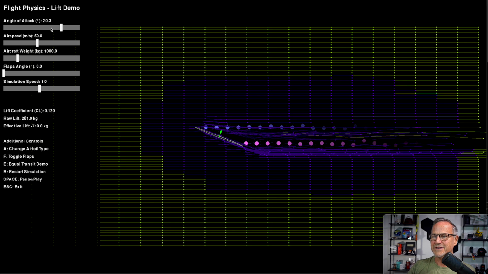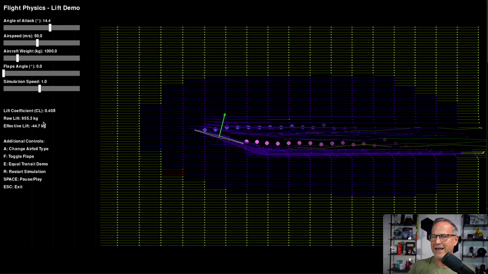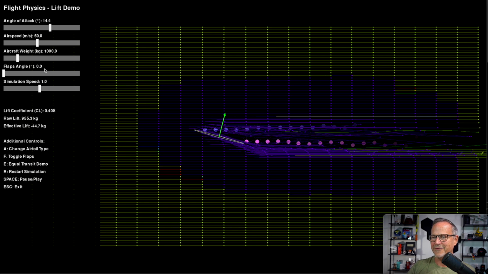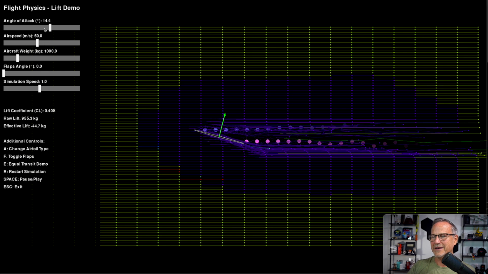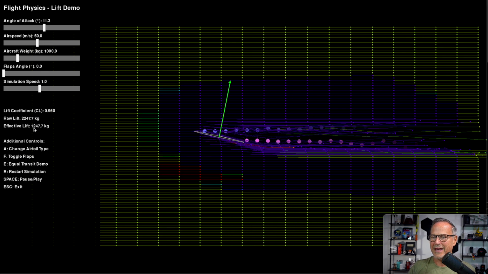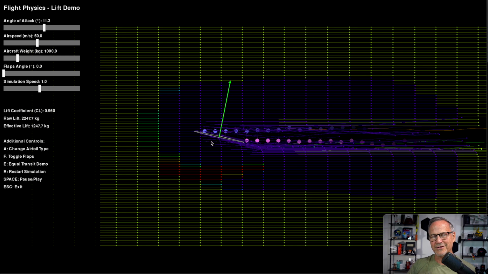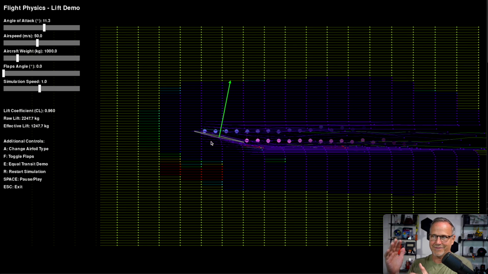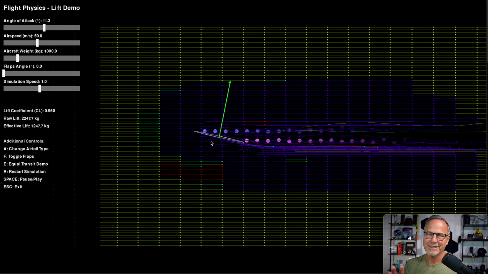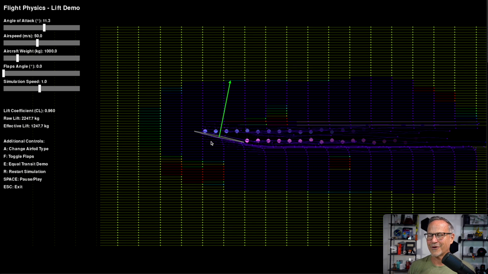So if we move this back to a more reasonable angle, you can see now it's still negative, but barely. And if we move it back to maybe 10 degrees or something like that, now we have positive lift. So at this angle of attack, the airplane will actually fly, even with just this flat wing. Of course, this is just a simulation, and it probably wouldn't work quite so well in real life.